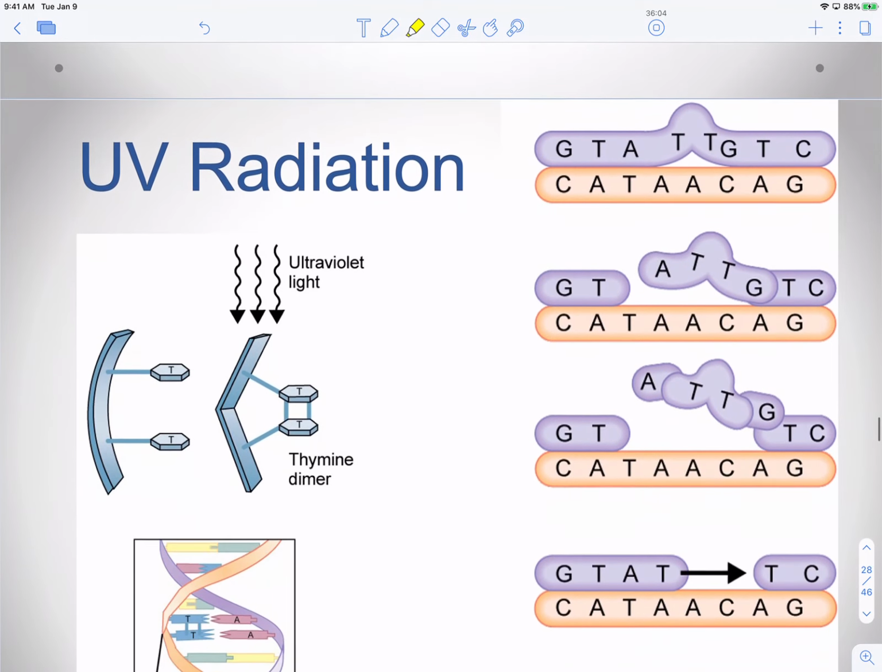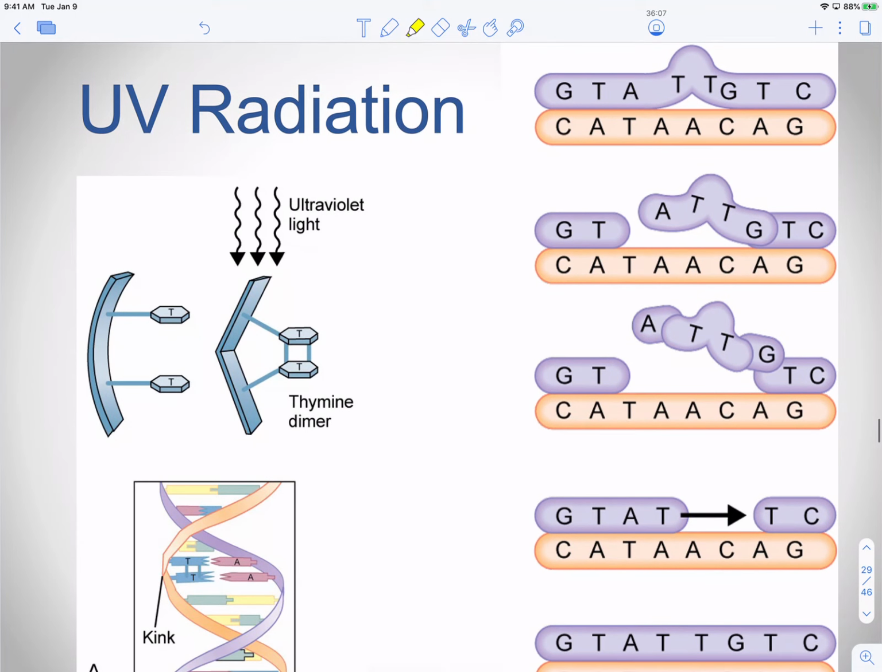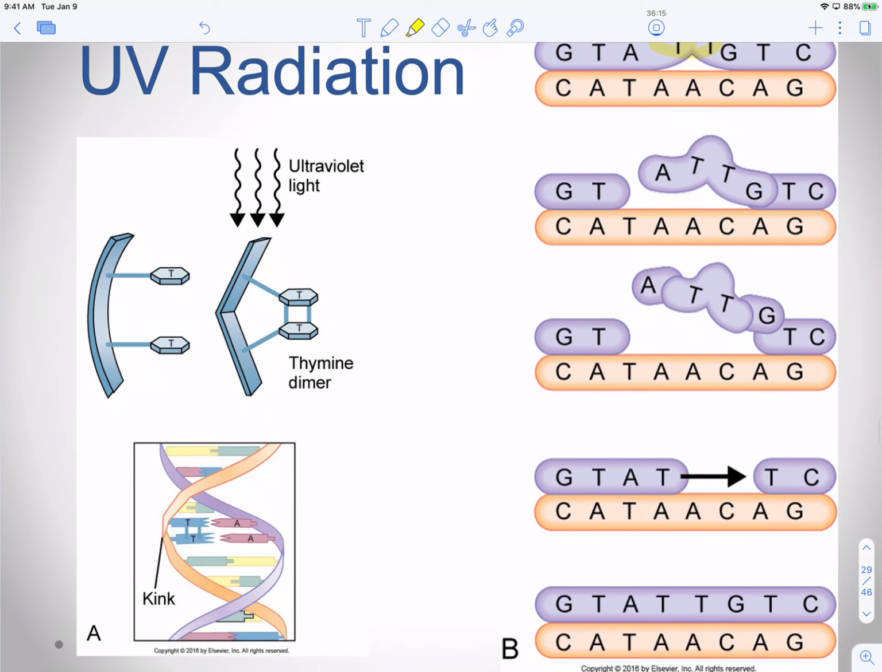So here's an example of UV radiation. So you have ultraviolet light, and you have a thymine dimer. So here's our thymine dimer. And so your ultraviolet light is going to cause a mutation, cause the dimer and the base pairs near the dimer to be removed. And so your cells have to repair this. They have to come back in and repair and replace and put those sequences back.